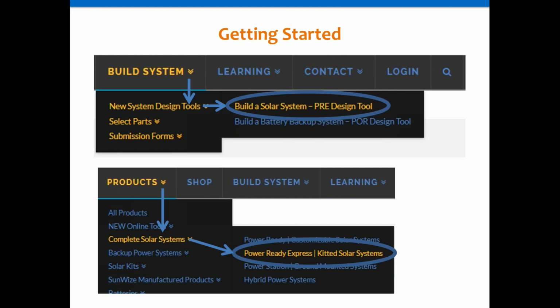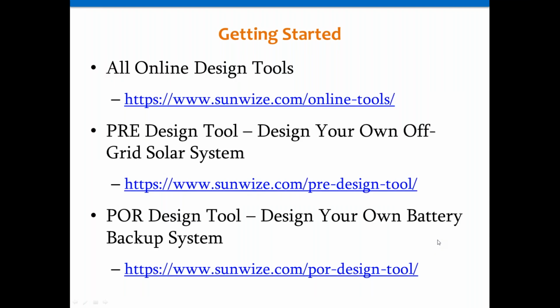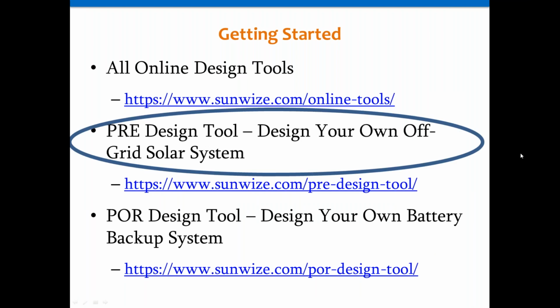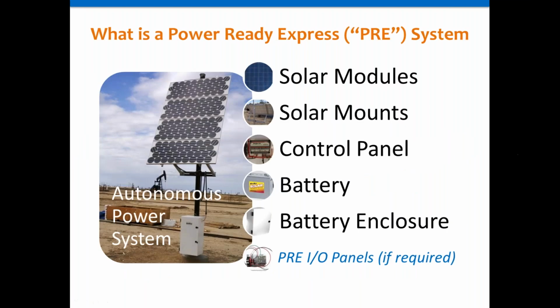So to get started, if you want to follow along from our homepage, the 2 major menu areas that we're going to be exploring are under the Build a System dropdown, New System Design Tools, Build a Solar System, PRE Design Tool, and then this is going to be covering the Power Ready Express line, which is under Products, Complete Solar Systems, Power Ready Express. Again, here are the links to the various online design tools. Today, we're going to be talking about the PRE design tool for designing your own off-grid solar system.